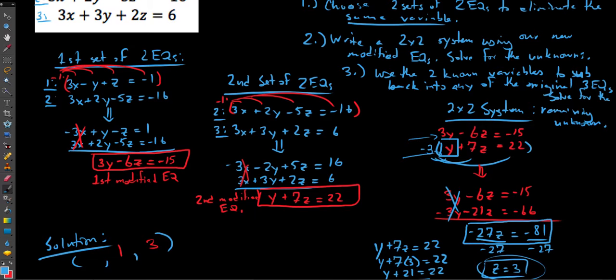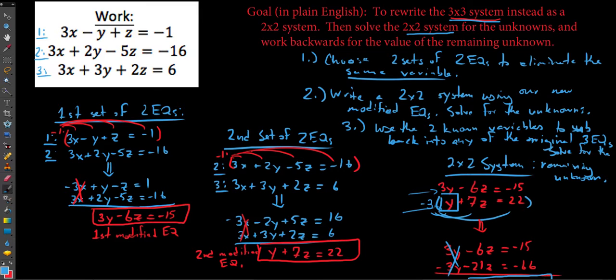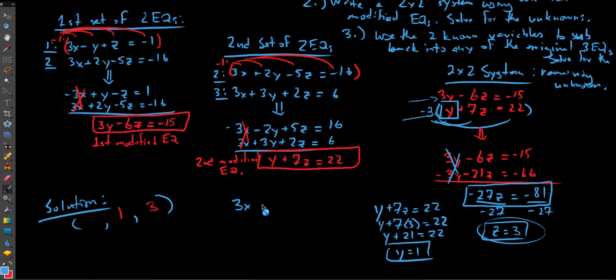Alright, so if we know z is 3 and we know y is 1, which one of our original 3 equations am I going to plug this back into? Well, what are we looking for now? I'm looking for x. And I notice that all of these equations here have a 3 in front of the x. So maybe what I do is I choose an equation that y and z don't have a lot of heavy coefficients in front. So let's do this. Let's take 3x minus y plus z equals -1.